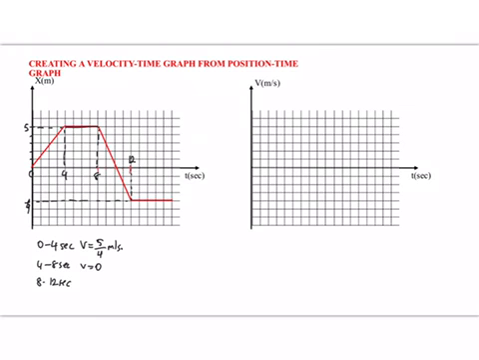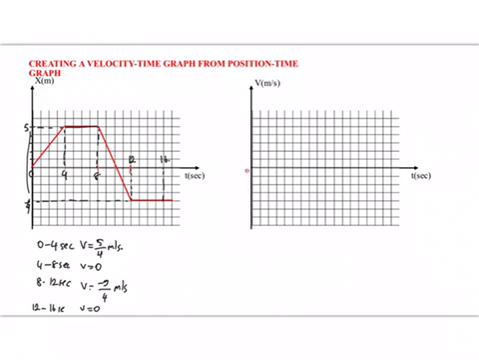So the displacement will be equal to minus 9 in 4 seconds. So velocity will be equal to minus 9 over 4 meters per second. And after 12 seconds, let's say 12 to 16 seconds, again there is no displacement, so the velocity is 0. Now let's draw this graph.